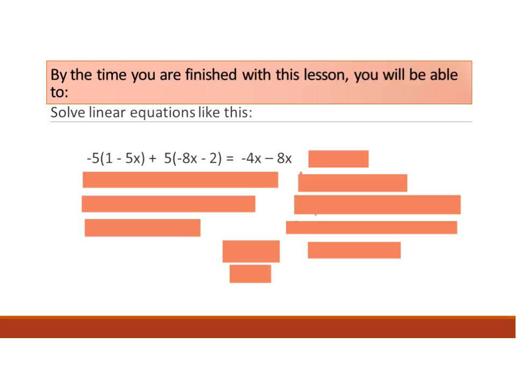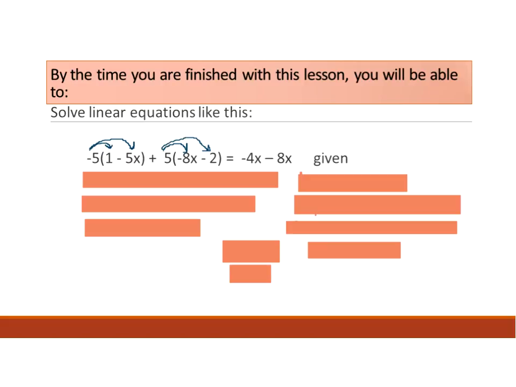So remember I said by the time you're finished with this lesson, you will be able to solve an equation like this one. So let's go ahead and solve it. I also want you to have the explanation off to the right, so I'm just going to say that's our given problem. First thing we need to do, distribute the negative 5 over both of those terms. This one, distribute a positive 5 over both of those terms.